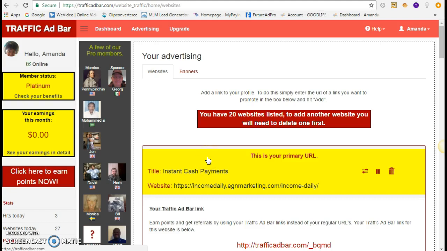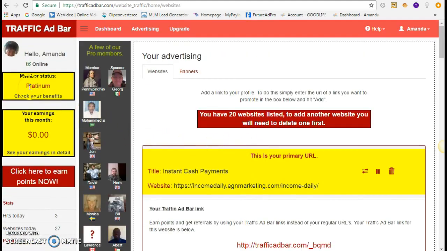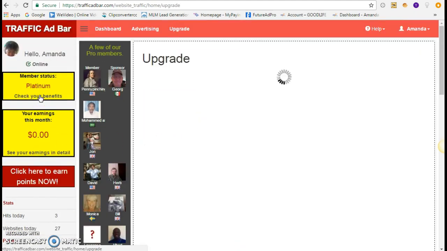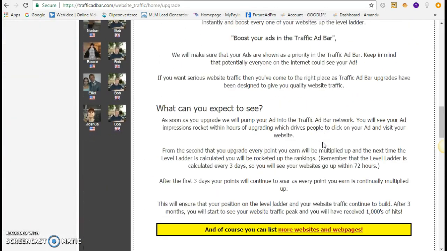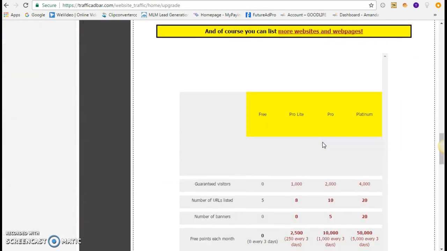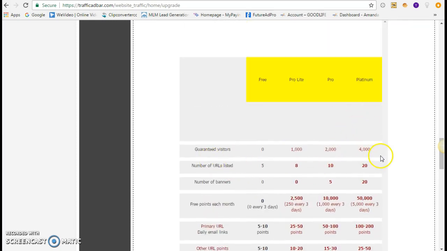And what I would like to discuss today is Traffic Ad Bar and how it's been working so far. I love this opportunity and I think that it's amazing and that it will help you to take your business to the next level. I came in as a platinum member. I started off for free, but once I saw the perks of becoming a platinum member, I definitely had to upgrade. What I love the best about this is that with the platinum membership, you're going to actually get 4,000 guaranteed visitors to your site.